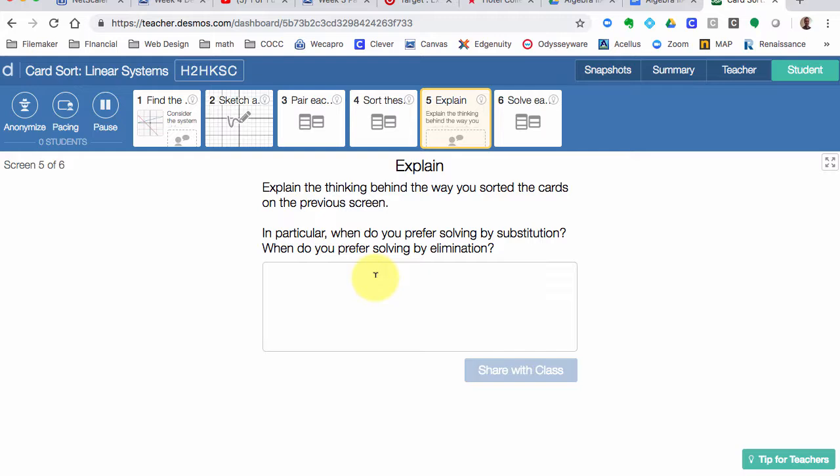Finally, whatever method you came up with, how do you know when it's preferable to use substitution, and how do you know when it's preferable to use elimination? There's different strengths and weaknesses of both methods. So I want to see your thinking there a little bit.